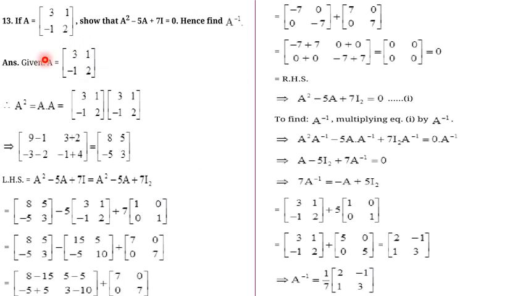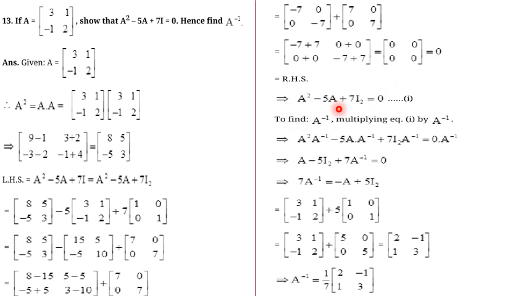So just see, we have A first. This is A. We find A square. This type of sum we have done in matrices also. Then after finding A square, this is the A square matrix, we substitute in this equation A square minus 5A plus 7I. When you substitute in this, you will get it equal to 0. So this is all equal to 0.